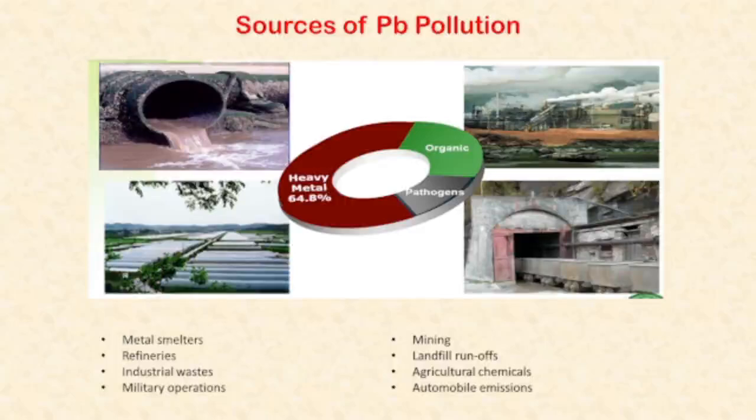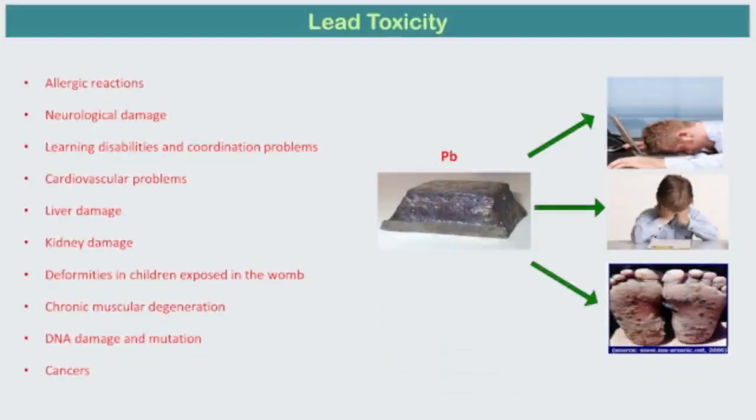The various sources of lead pollution in our biosphere include refineries, industrial waste, military operations, landfill runoff, agriculture chemicals, smelters, etc. Accumulation of lead in living organisms, particularly in animals and human beings, leads to various toxicity disorders, neurological damage, liver and kidney damage. It causes various cardiovascular problems, and it can cause mutation as well as cancer too.